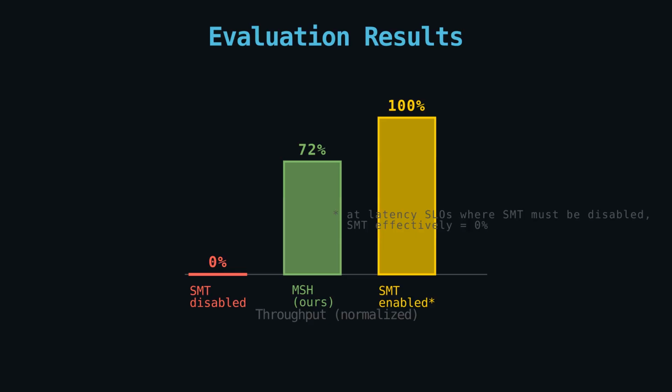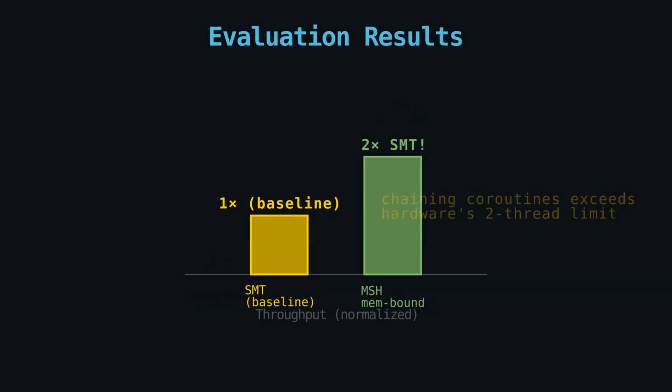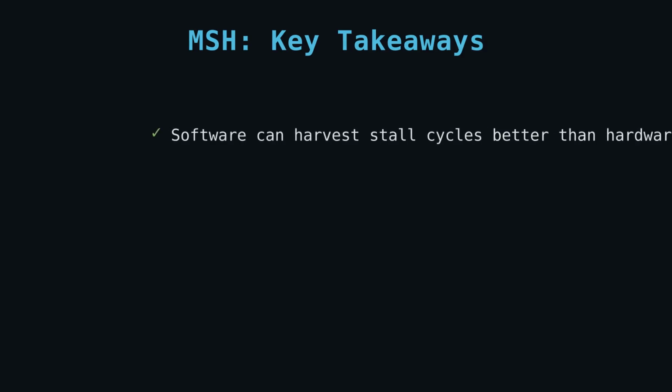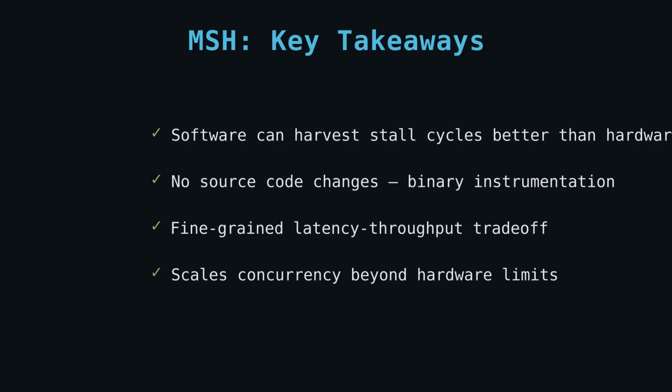When scavengers are themselves memory-bound, MSH actually beats hyperthreading by 2 times because chaining multiple coroutines goes beyond hardware's 2-thread limit. MSH proves that software can harvest idle CPU cycles more efficiently than hardware, with fine-grained configurability and no source code changes required. In data centers where every CPU cycle is money, turning wasted stall time into useful work is a meaningful advance.